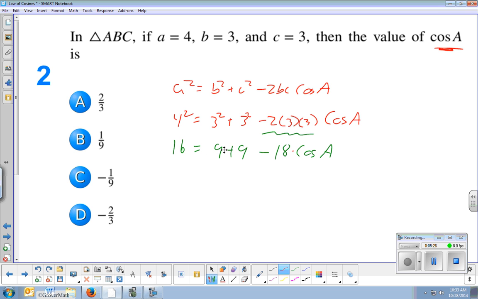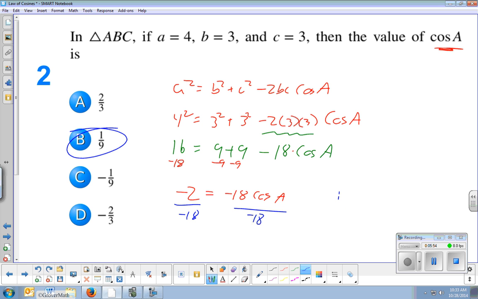So the first thing I want to do is subtract the 9 and the 9, which is the same as subtracting 18 over on this side. That's going to give me negative 2 equals negative 18 cos A. And to get cos A alone, divide negative 18 on both sides. And negative divided by a negative is positive. 2 divided by 18 is 1/9. So 1/9 equals cos A. The problem could go further and say, what's angle A? Which we would then do inverse cosine, second cosine, 1/9, and get angle A. But it just wanted cosine, so we're good there.